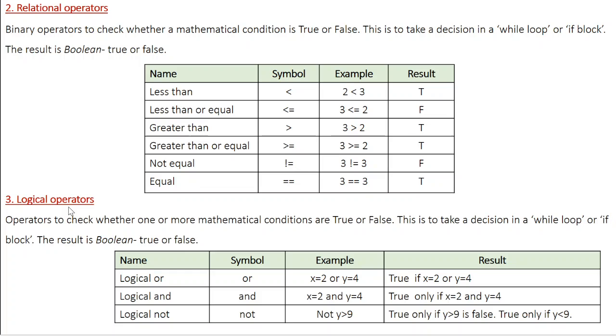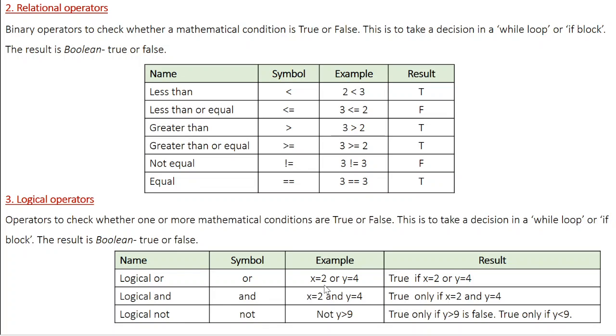Then you have logical operators. Just like relational operators, these are also used to check whether one or more mathematical conditions are true or false. Once again, they are also predominantly used in while loops and if blocks to check a particular condition and make a decision. And the result is Booleans, true or false. There are 3 of them: logical or, logical and, logical not. The symbols are or, and, not.